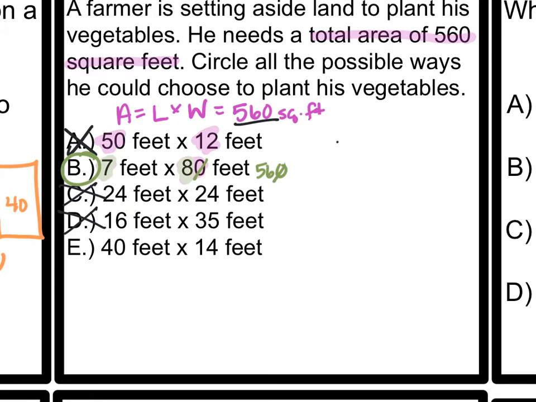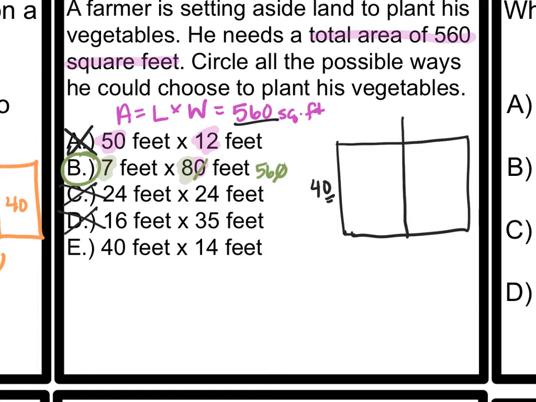Okay, and last but not least, let me go ahead and clear this out. I'm looking at 40 feet times 14. So I'm going to just do 40. The reason why I'm not breaking this up into two boxes is because the 0 would be useless. It'd be multiplying everything by 0.